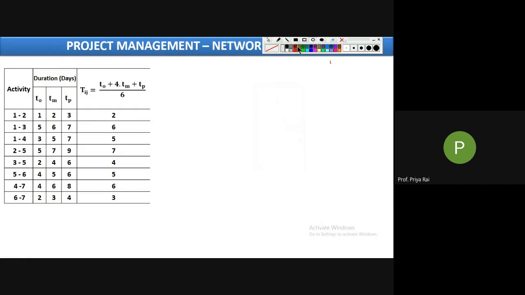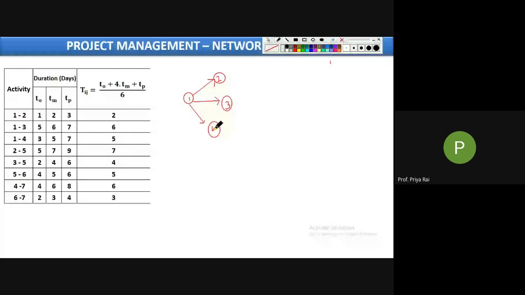See, first is your 1. 1 to 2, next will be 1 to 3, and next will be 1 to 4. So this is your 1, this is your 2 event, this is your 3 event, this is your 4 event. Now next is your 2 to 5, that means from event 2 to 5. So you can draw here 5.